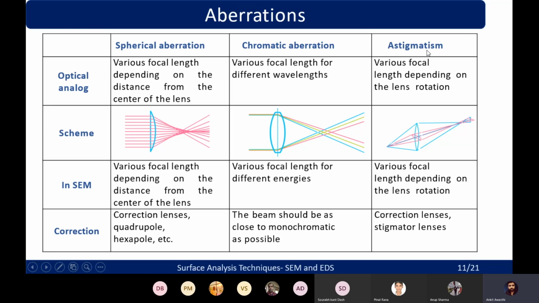And then there is astigmatism. This occurs when we rotate the lens to perform the scanning. During that rotation of the lens, there will be some difference in the focal length, and that will also cause variation in the image or the surface profile we obtained after the scanning. So we also have to correct this using some lenses, stigmator lenses and correction lenses. We have to consider all these aberrations which also come into play during the SEM analysis.